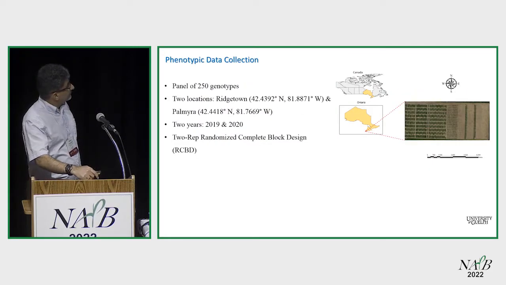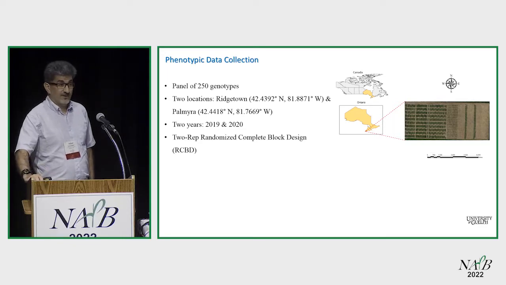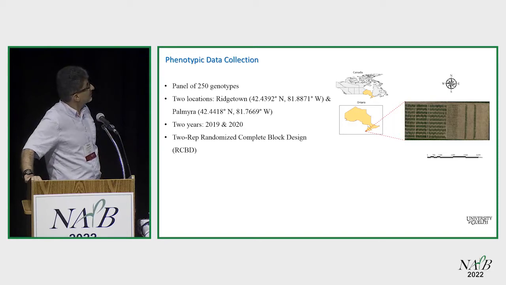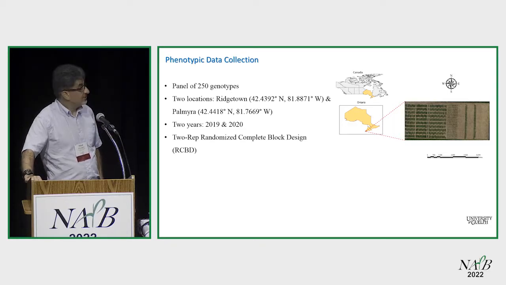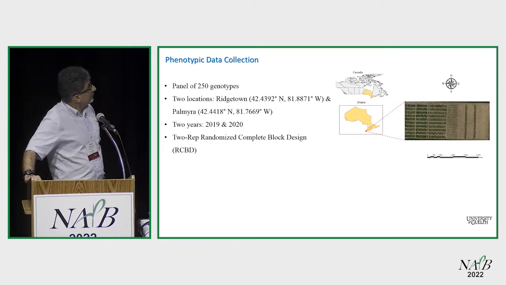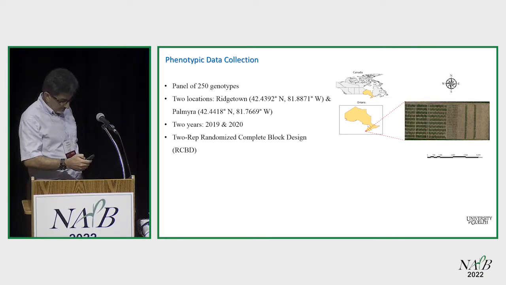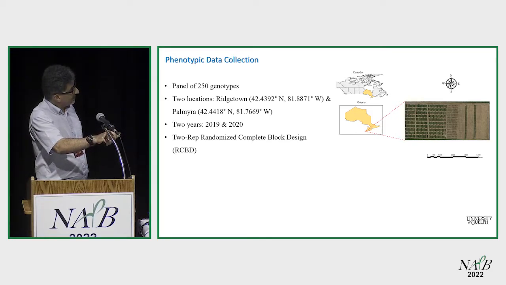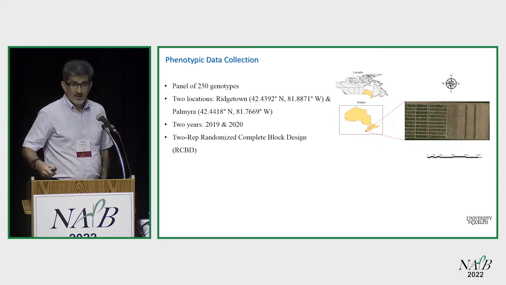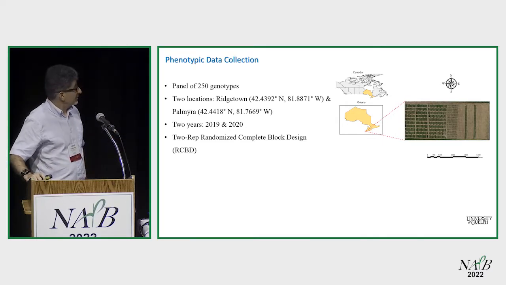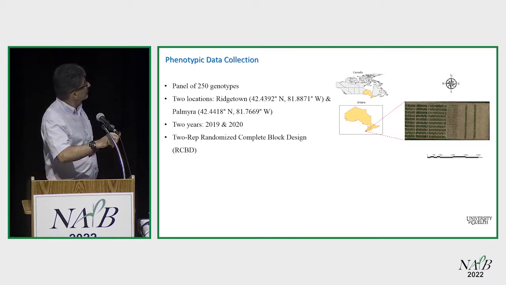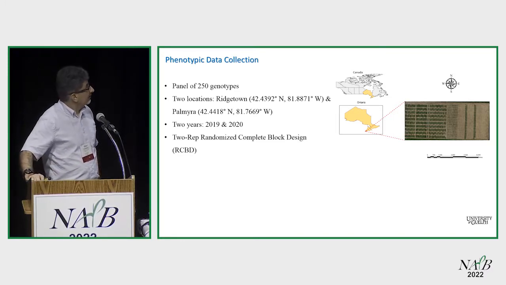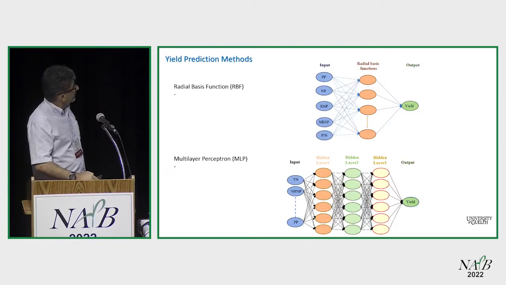For collecting those data, we used the core germplasm in my breeding program, 250 germplasm lines, planted at 2 locations, Ridgetown and Palmyra. On the Canada map here, this yellow part is Ontario, and we are located in southwestern Ontario, which is an important zone for soybean production. We planted in 2019 and 2020 using an RCBD with 2 replications and collected data.